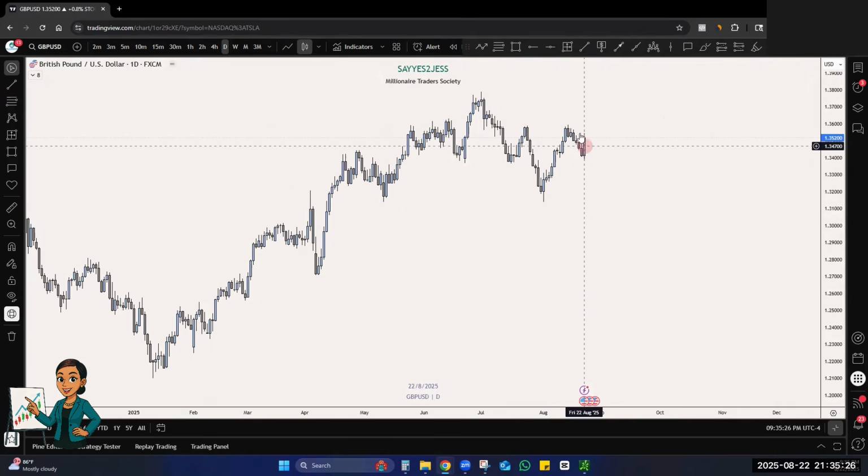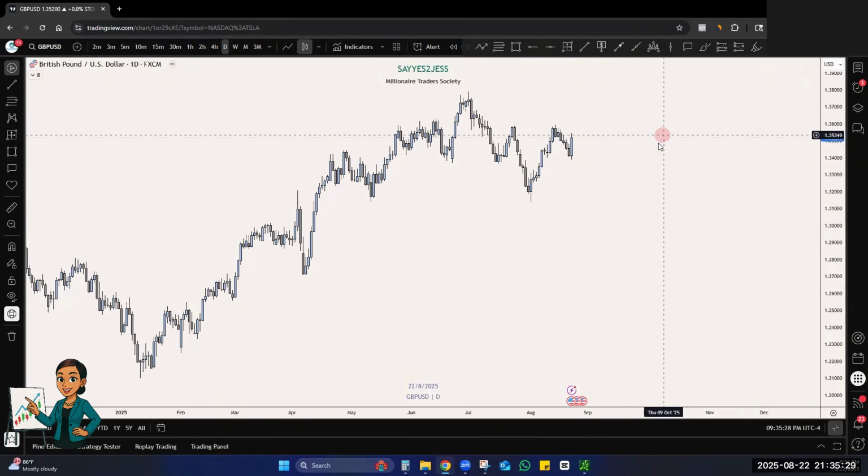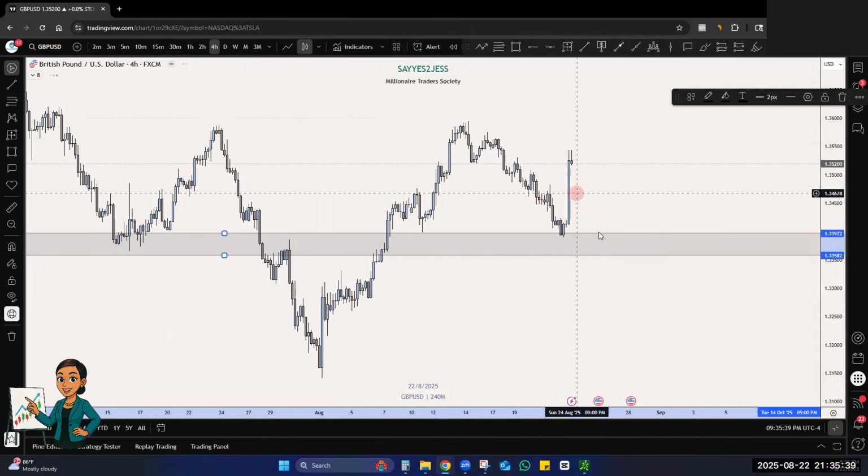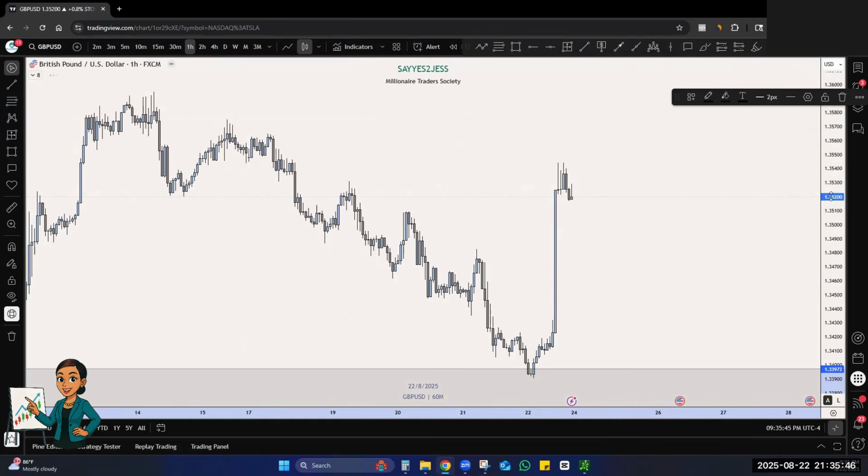Ooh, really nice inverted head and shoulders right here with GU. Okay, look at that. Inverted head and shoulders, respecting this area. We are respecting it. Inverted hammer, day before. Let's go to the 4 hour. All right, really nice long-legged doji here. Closed at 9 a.m. Go to the 1 hour. Let's see what that looked like.